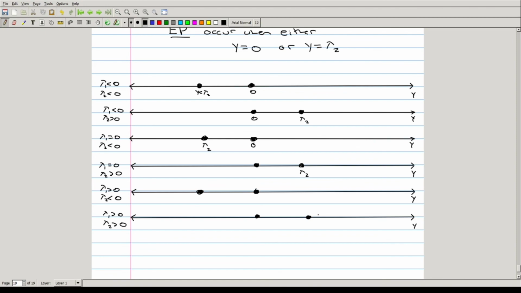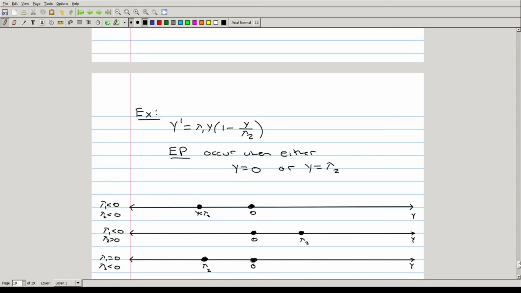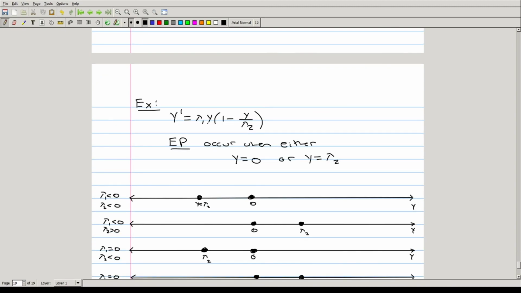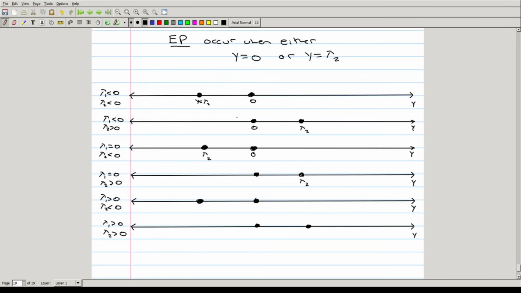So when lambda 1 is equal to 0, this is it for the phase diagram, because if lambda 1 equals 0, y prime equals 0. So we really have no change, which means there's going to be no arrows on the phase line diagrams for these two cases. However, for lambda 1 negative and lambda 1 positive, the phase line diagrams are going to be switching up and changing depending on the various values of lambda 2.